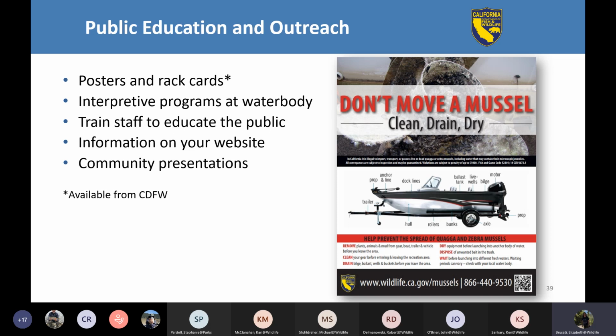Providing information on your website is a great low-cost option for public outreach, and that might allow you to reach visitors who are new to your water body before they come there. And finally, community presentations. If there are annual festivals, holding booths there. These days, I know a lot of people are still doing virtual presentations, but partner with a local community group. Maybe you can give a presentation to them, either live or online. There are a lot of different options you can consider here, many of which are very minimal cost, and that will improve your public education and outreach.